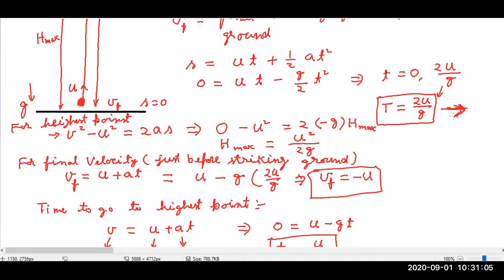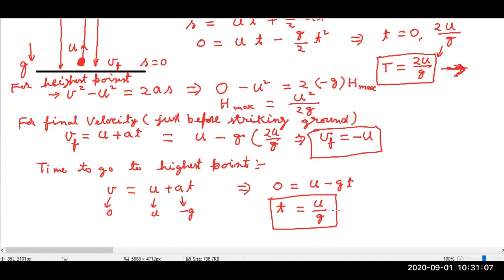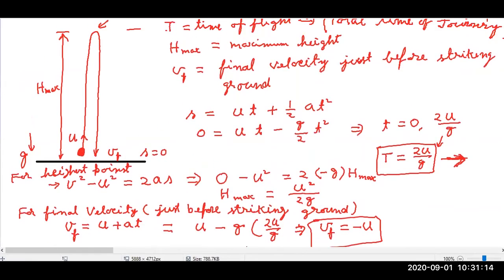And this was the time of flight, the total journey time. So you can see the time of flight is double of the time to reach the highest point. Means, what does it mean? It means to go from lower point to higher point, it takes time u by g, and for returning from here to here again it takes time u by g, and total time becomes 2u by g. So the forward journey up to highest point and the backward journey from highest point to the lowest point are taking the same amount of time.